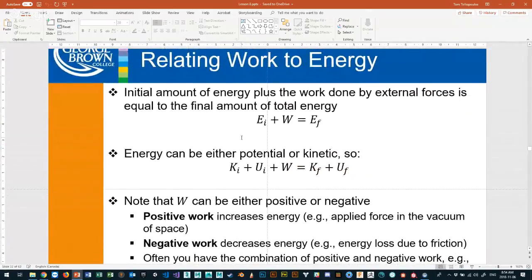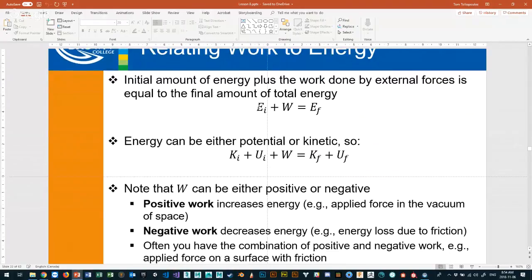Okay, so we have this relating work to energy. Again, this is a very important slide. We have initial energy plus work is equal to energy final. All right, so we have some initial energy, right? Whatever energy a system has, whether it's zero or not. Think about this for a second, right? Again, the bus, Hulk, bus is sitting there. How much energy does that bus have? None. So energy initial for the bus, 0, plus work that's being done by the Hulk is equal to energy final, right? Or the bus is moving in a certain direction.